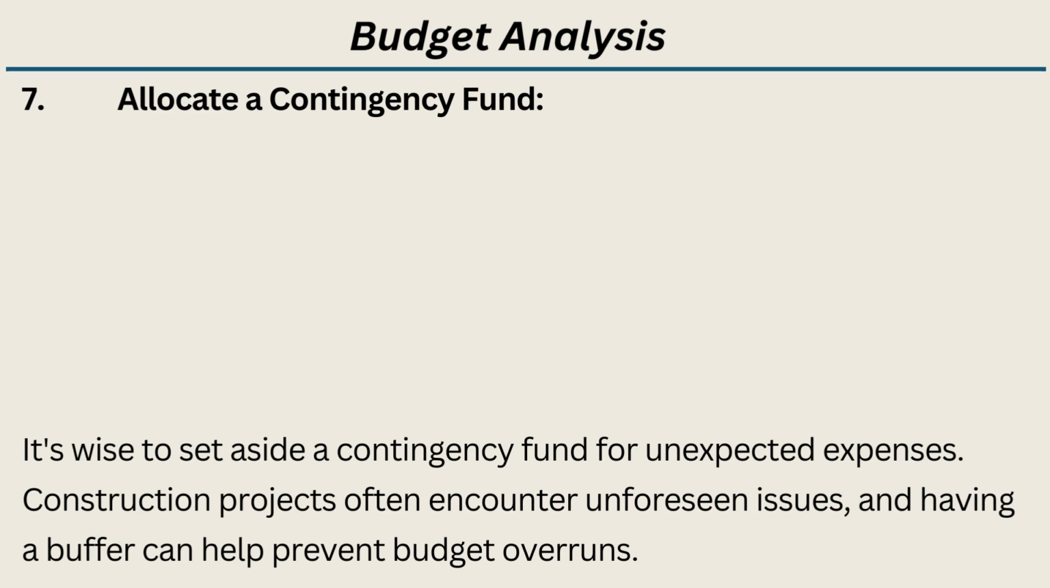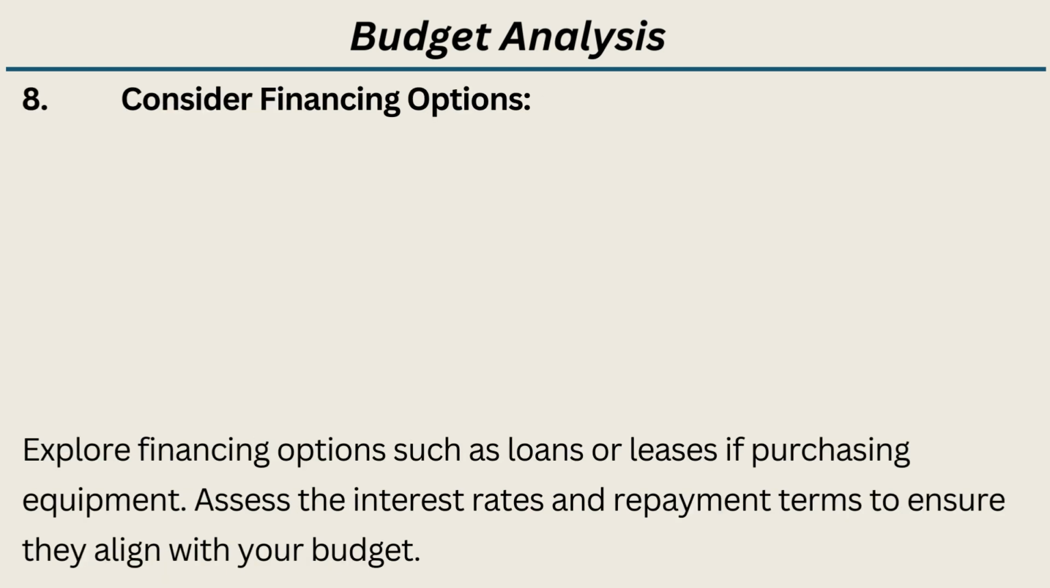7. Allocate a contingency fund. It's wise to set aside a contingency fund for unexpected expenses. Construction projects often encounter unforeseen issues, and having a buffer can help prevent budget overruns. 8. Consider financing options. Explore financing options such as loans or leases if purchasing equipment. Assess the interest rates and repayment terms to ensure they align with your budget.